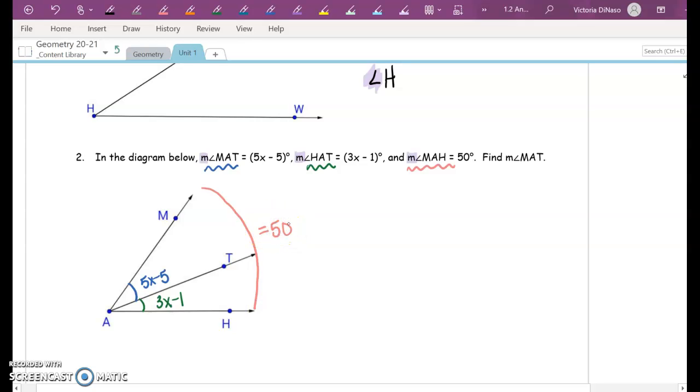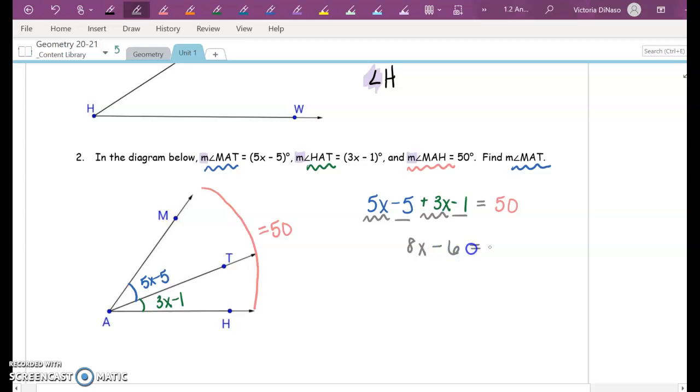So the big angle is comprised of two smaller angles. In order to find angle MAT, which I have right now in blue, we're going to have to solve for x. I'm going to take my two smaller angles, which is 5x minus 5 and 3x minus 1, and set them equal to the largest angle, since these two angles make up the bigger angle. From here, you're going to go ahead and solve for x, remembering that when we have like terms that are on the same side of the equal sign, we combine them with the symbols in front of them.